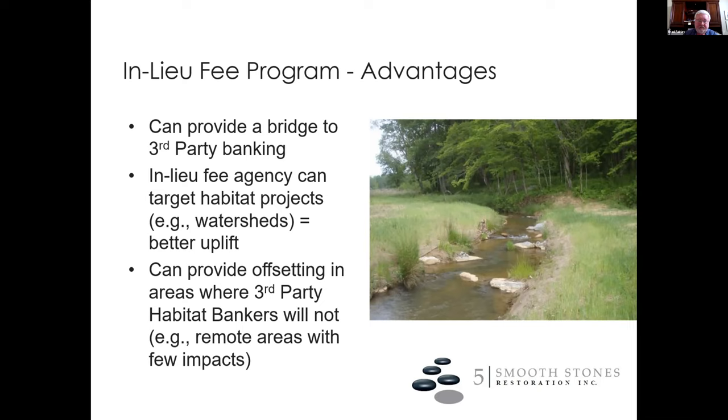The other thing it can do is provide offsetting in areas where third-party habitat bankers will not. In remote areas with few impacts, there's no commercial opportunity, so the government or whoever's operating the in-lieu fee program can provide a safety valve for those areas where the private sector won't provide that service.